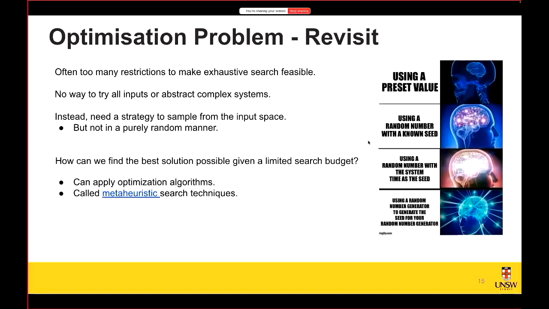So generating a random seed, generating a random number is like the heuristic. And using the random number to add the seed to generate another random number, then this is meta-heuristic. So it's a heuristic of heuristics.